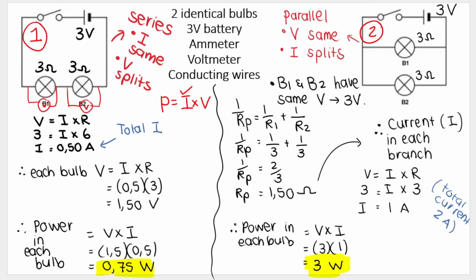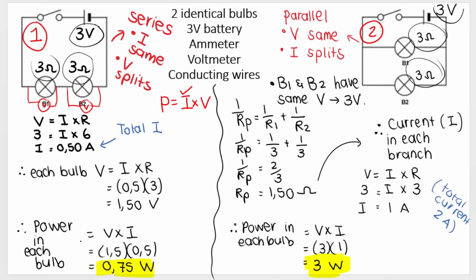So here's a summary of what I just did, breaking down everything step by step and including little notes if you need it. And the main point that I want to show you is the power in each bulb differs a lot. And it's all dependent on how we connected them. Because remember, we started off with identical batteries, 3 volts and 3 volts. And we have the exact same bulbs, 3 ohms in circuit 1, 3 ohms in circuit 2. But just because of how they are connected, it changes the power in each bulb.